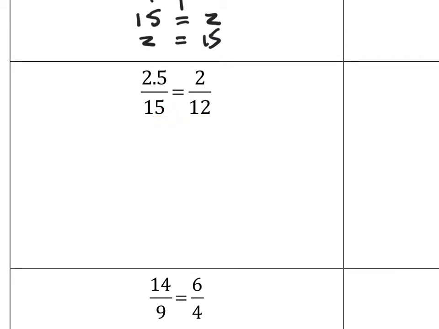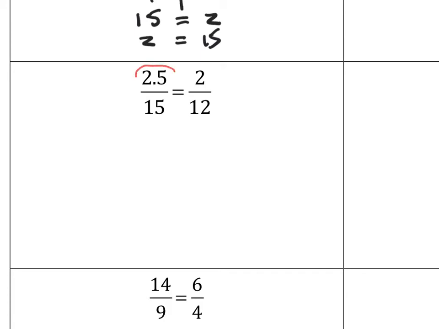And if we don't get the same cross products, then that means they do not form a proportion. They could just be two ratios, but they're not proportional. So let's see what this looks like. We're going to use our cross multiplication again because that's what we're focusing on.